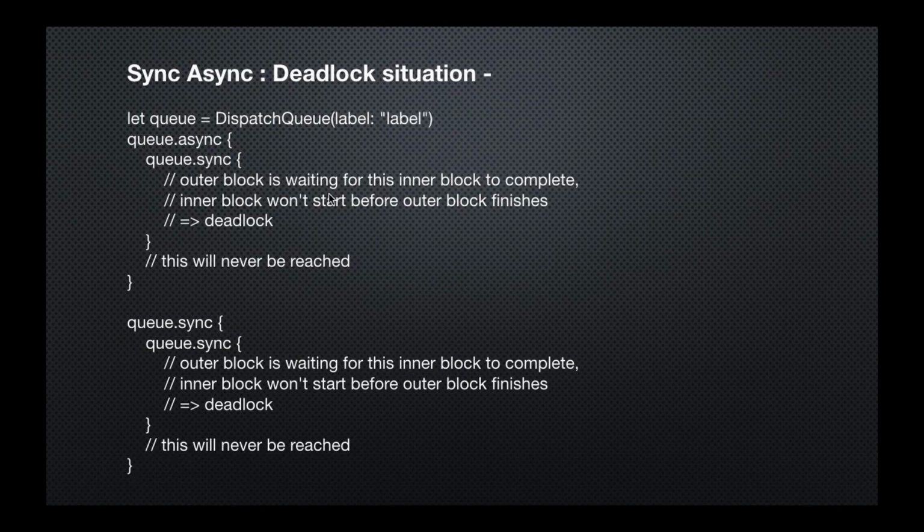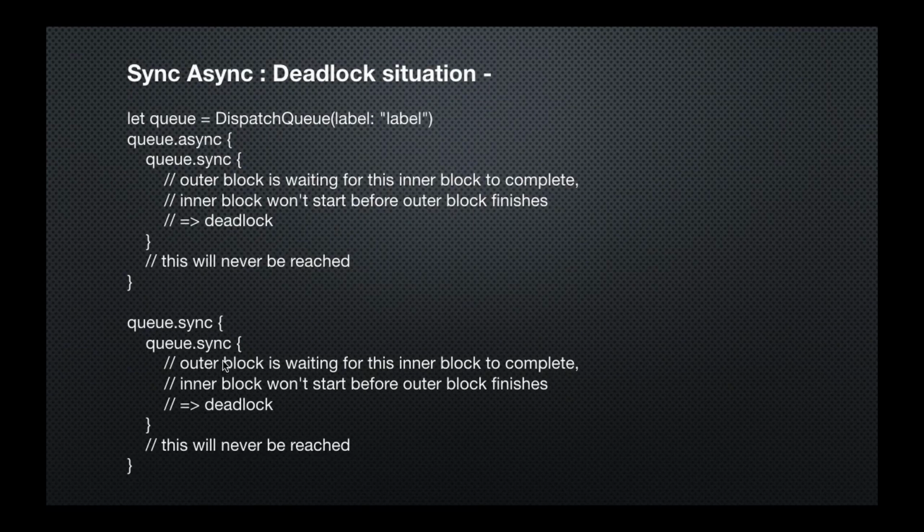The outer block starts waiting for the inner block to complete, and the inner block won't even start the process before the outer block is finished. So the inner block is waiting for the outer block, and the outer block is waiting for the inner block, and that is why this deadlock situation comes. We'll never come out of this, and there will be a deadlock. So whenever you are calling synchronous inside asynchronous, it will create a deadlock situation.